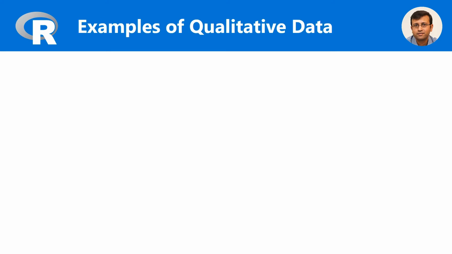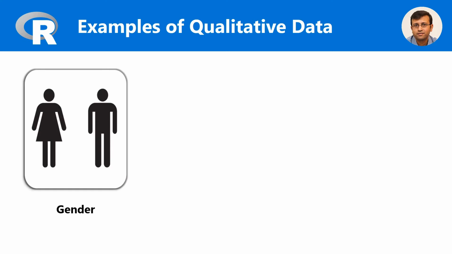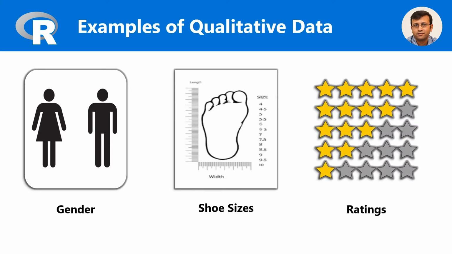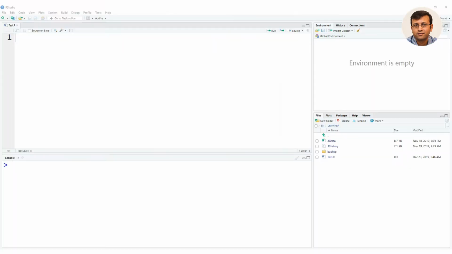Some of the real-time examples of qualitative data are categorizing gender based on properties, that is male and female, categorizing shoe sizes based on labels, and ratings for a product based on some attributes. In this video, we will practically look at how to handle qualitative data.